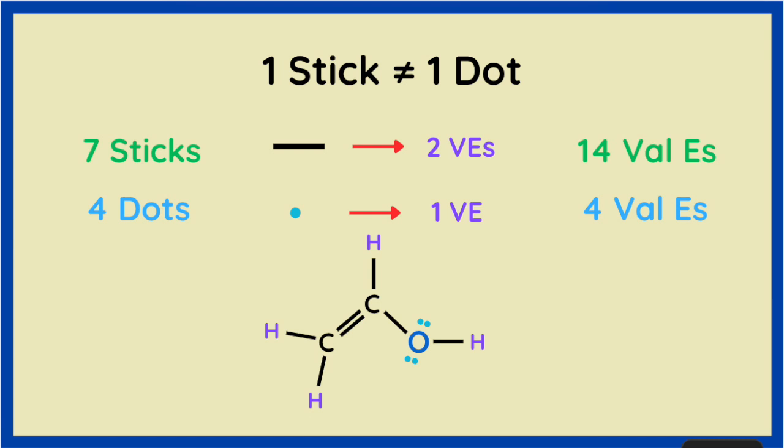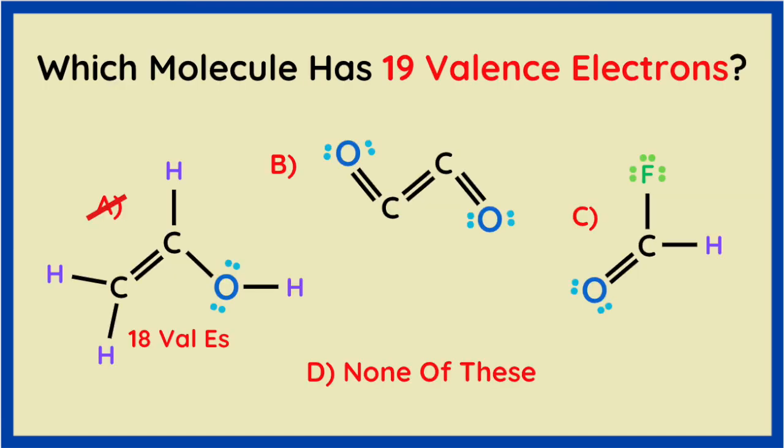So 7 sticks carry 14 valence electrons and 4 dots carry 4. So you add that together, 14 plus 4 equals 18 valence electrons for this molecule. So we'll cross out molecule A because it does not have 19 valence electrons. It's one shy of what we're looking for.